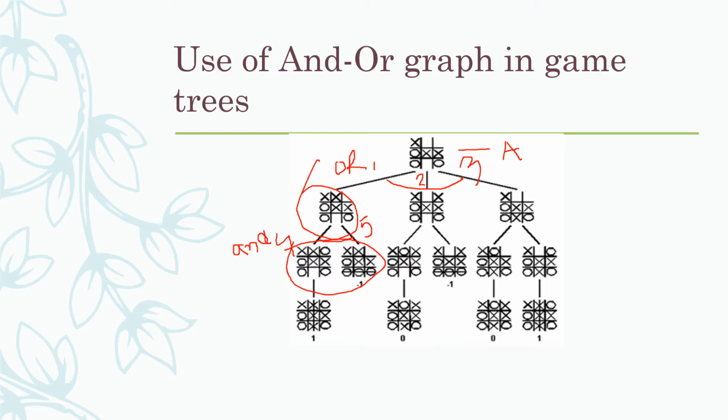So these are the utilities, 1 and 0. Here is a win, that is 1. Here is a loss, that is 0, and these utilities are calculated according to A. If A loses, then this is 0. If A wins, then this is 1, and if draw, then this is -1. So in this way AND OR graph is used to produce game trees, and it is useful for deterministic games, not for probabilistic games.